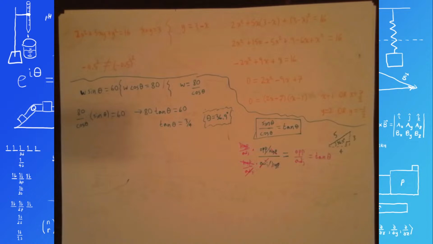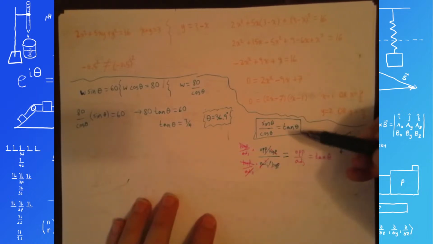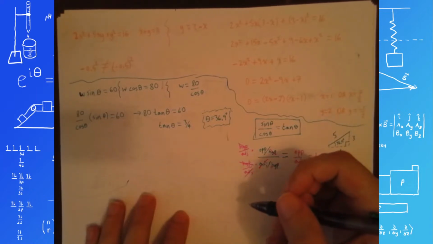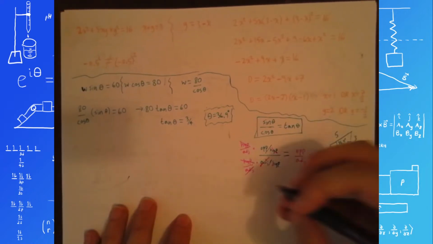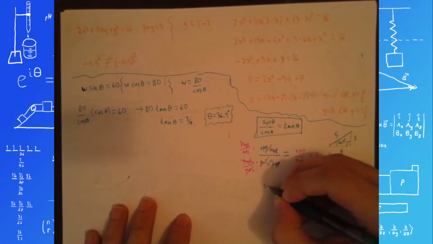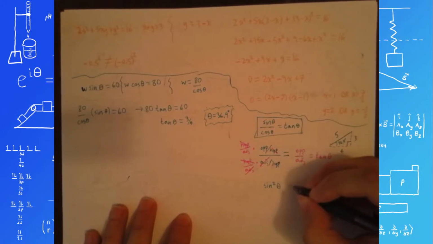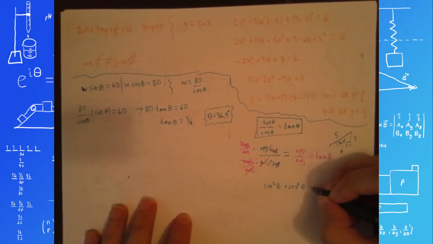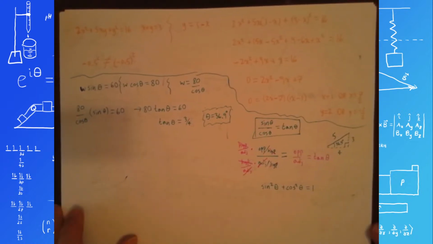But there is another way to do it without actually finding theta first. You can actually get w first. And the way to do that is to use yet another trig identity. So this is one trig identity. And another trig identity you can use is sine squared of theta plus cosine squared of theta is equal to 1. So let's prove it before we use it.